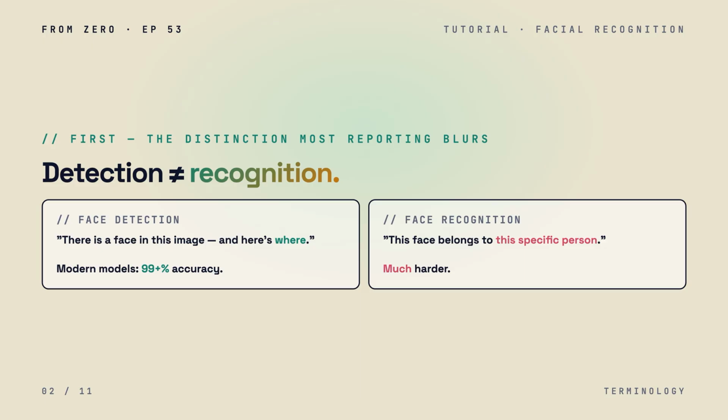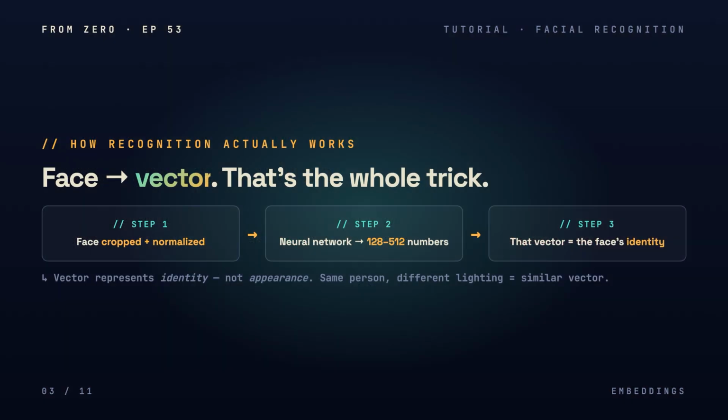First, a distinction that most reporting blurs. Face detection says there is a face in this image, and where it is. Facial recognition says this face belongs to a specific person. Detection is easy. Modern models get 99+%. Recognition is much harder.